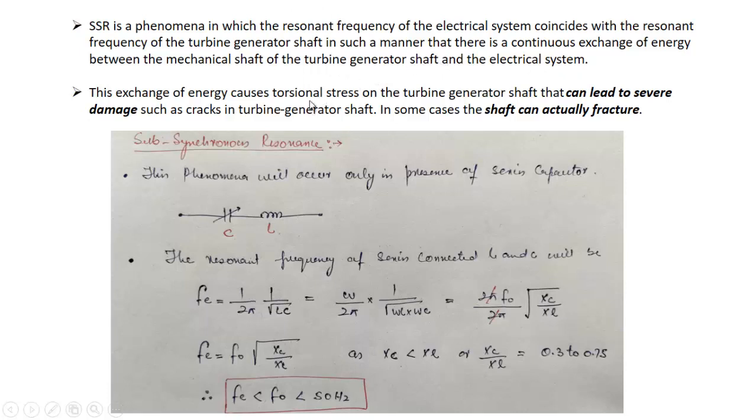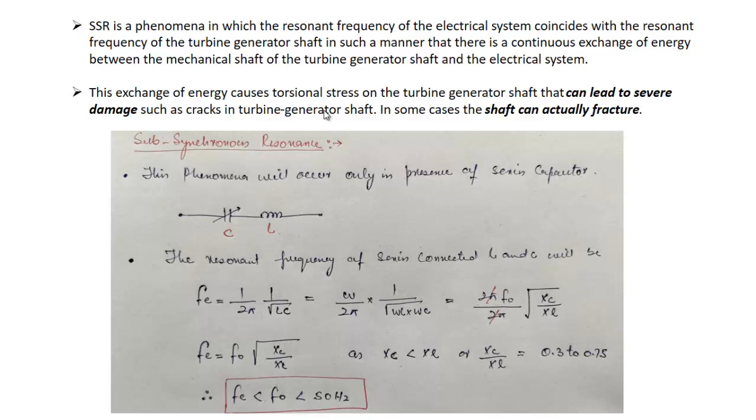So what will this exchange of energy do? This exchange of energy causes torsional stress on the turbine generator shaft. So it will result in the stress, that is the torsion, the rotating stress in the shaft, that can lead to severe damage such as cracks in the turbine generator shaft. So it will result in cracks, and in some severe cases it may wholly damage or fracture the shaft.